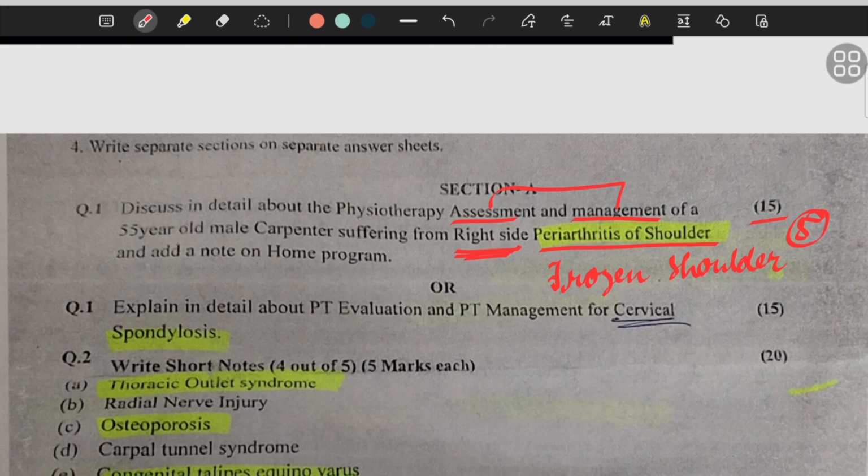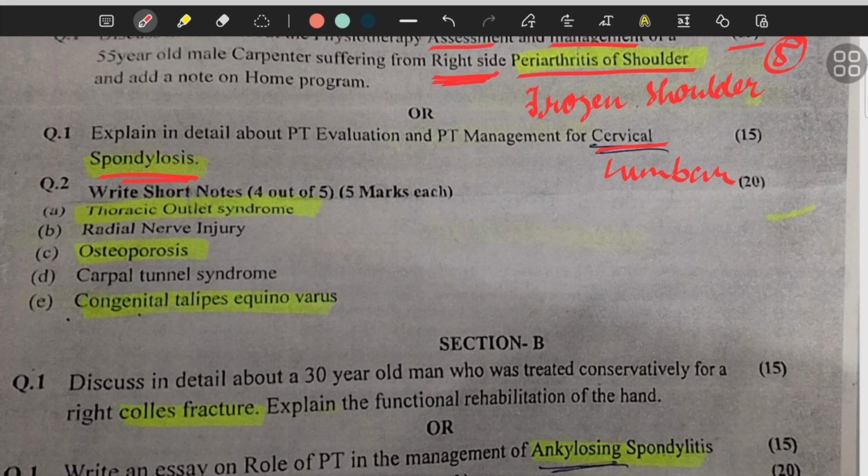Then another question for the 15 marks is spondylolysis. They can ask for the cervical or lumbar. Now looking at the 25 marks questions, the important topics are thoracic outlet syndrome. Then over here you can see radial nerve injury, which is not an important question, but I'm giving you an example that for the same condition they can use different names such as wrist drop, osteoporosis, then congenital talipes equinovarus.